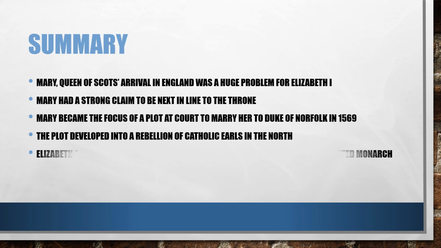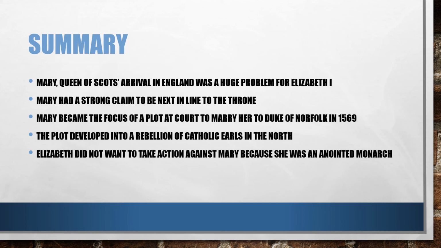And Elizabeth did not want to take action against Mary because she was an anointed monarch. Although she's not necessarily on the throne in Scotland, she's had to abdicate, the idea is that she has been given divine right by God, that she is an anointed monarch. So therefore, any action that Elizabeth takes against Mary, in Elizabeth's mind, is also taking action against God's will. And the last point is that from 1568, Mary remains in captivity in England.